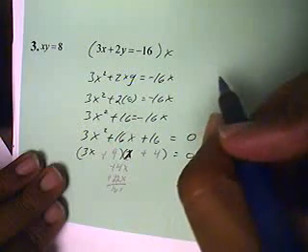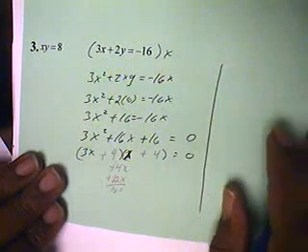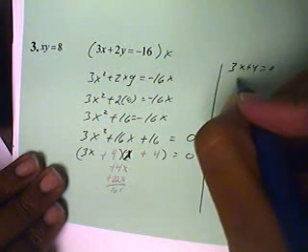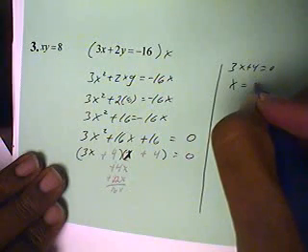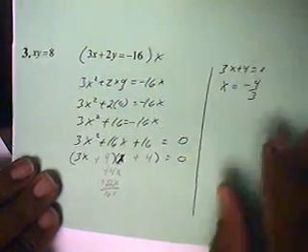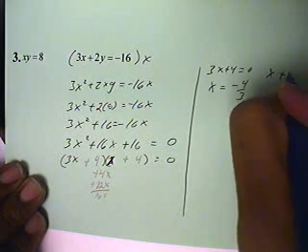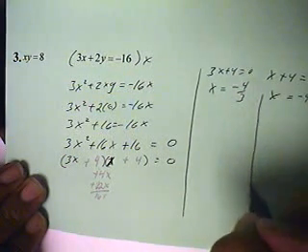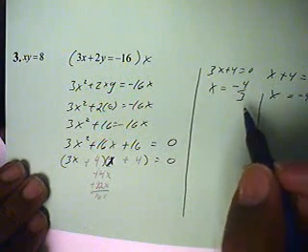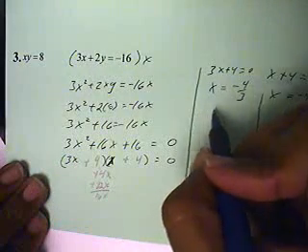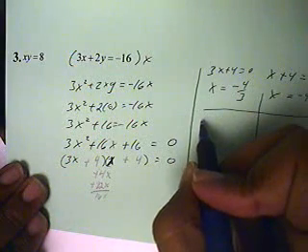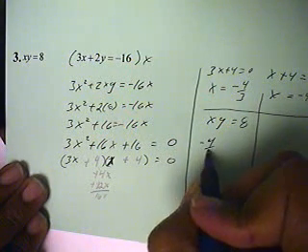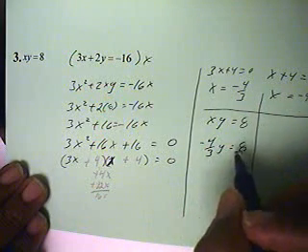So what I have now are two solutions. I have 3x plus 4 equals 0, implying that x is equal to -4/3. And I also have that x plus 4 equals 0, implying that x equals -4. Okay, so let's put this back into the original. So we have xy equals 8. Let's make that -4/3 y equals 8.